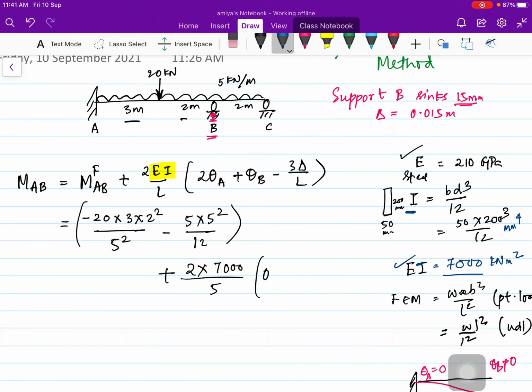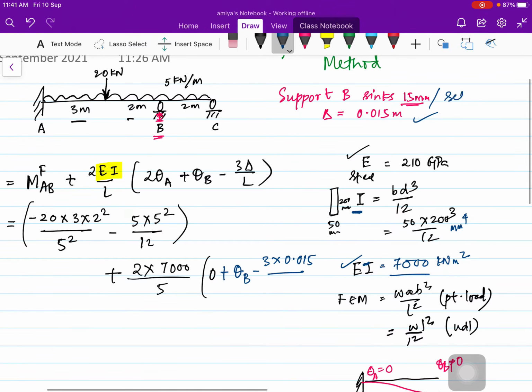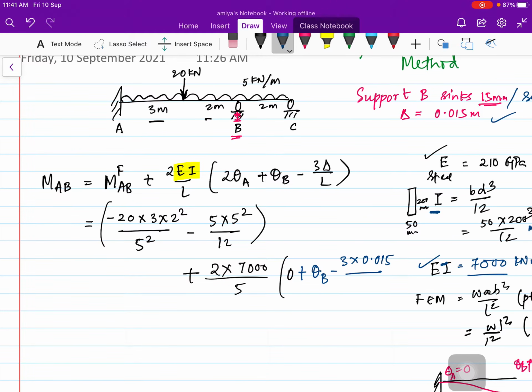That's why the first term is 0, plus theta B is unknown, which we will be calculating, minus 3 delta is given. If the support does not sink, then we have to take this as 0. But we are solving for a sinking support, or sometimes it can be given as a settlement value. So 3 into 0.015 by 5. L is the span, because this span AB is 3 plus 2, 5 meters. So L is equal to 5 meter for this AB span.